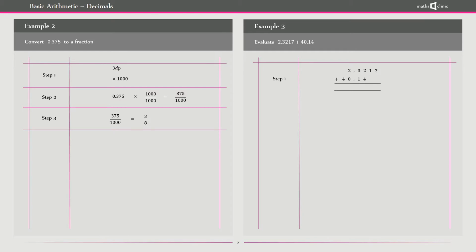Okay, and when you add this like you would any number, you will end up with an answer of 42.4617. And that is how you add. You basically just bring that out, 42.4617, and that is how you add decimals. Very simple, very straightforward. Let's move into the next example.